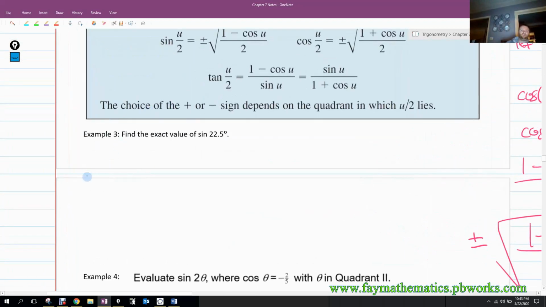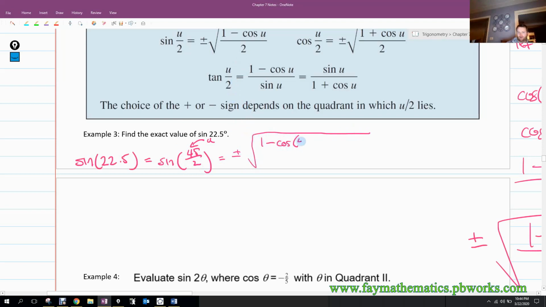It says find the exact value of sine of 22.5. So for sine of 22.5, what we need to understand is that this is the same thing as sine of 45 over 2. The 45 is now my u for my formula. So I'm going to go plus or minus the square root of 1 minus cosine of u, which is 45, all over 2. So now it's going to be plus or minus the square root of 1 minus root 2 over 2, all over 2.